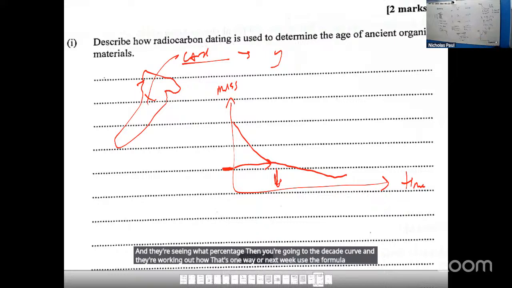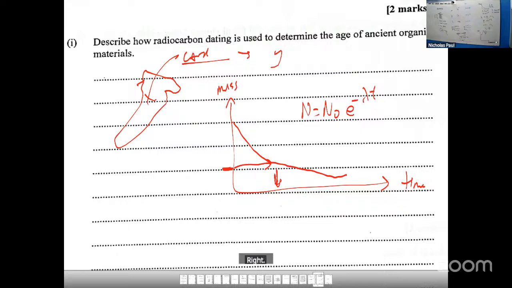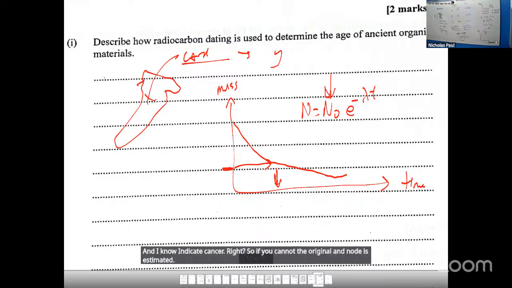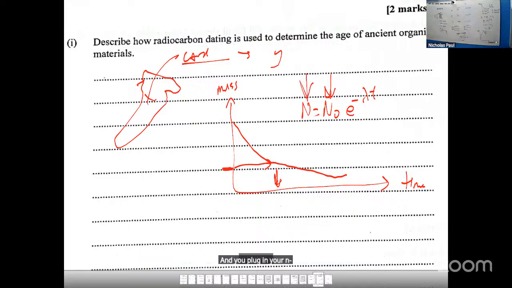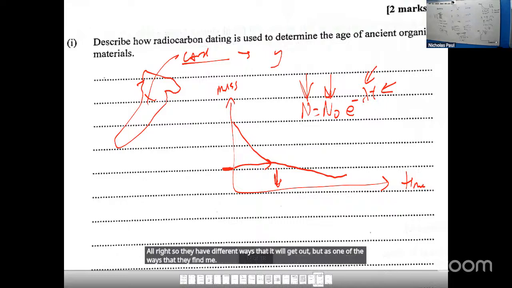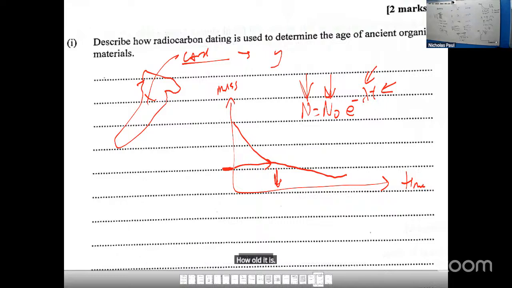You can use the formula because it has a known half-life and a known decay constant. So if you know N naught, the original N naught is estimated, and you plug in your N value, and you know your lambda value, you can solve for T. So there are different ways that they work it out, but that's one of the ways that they find how old it is.